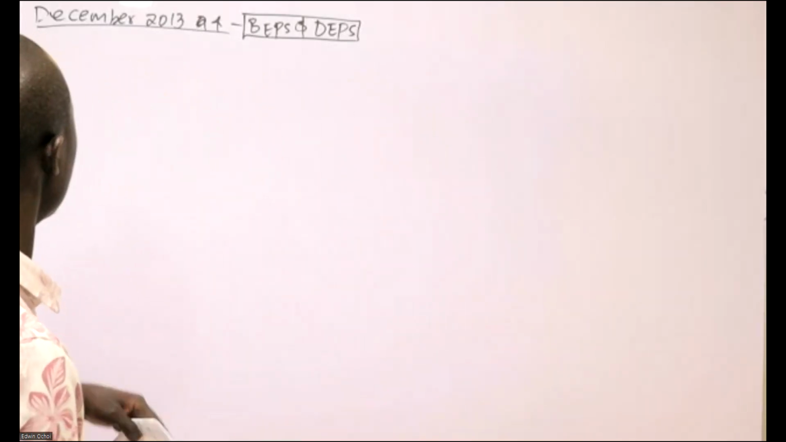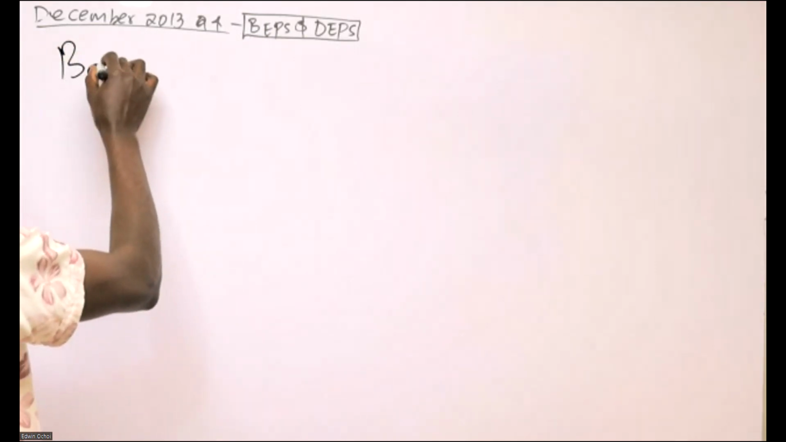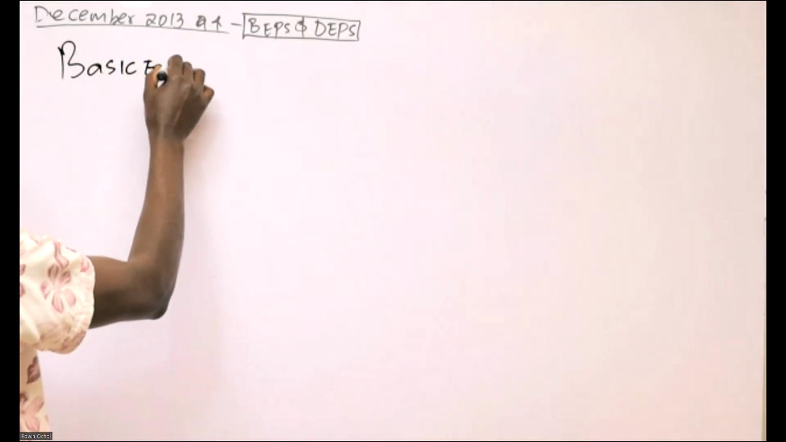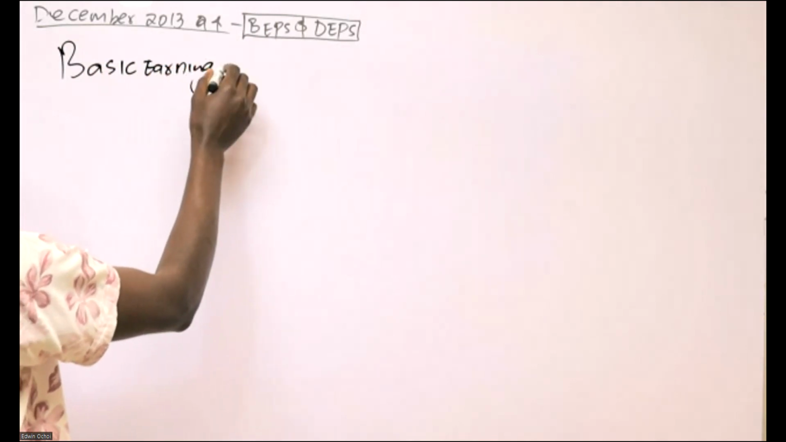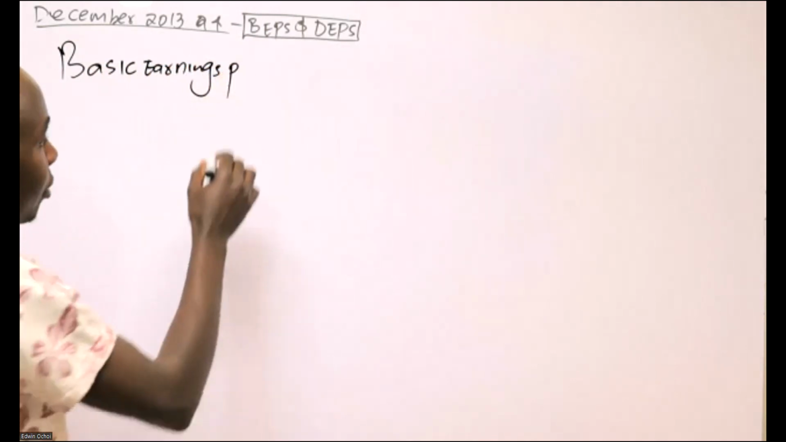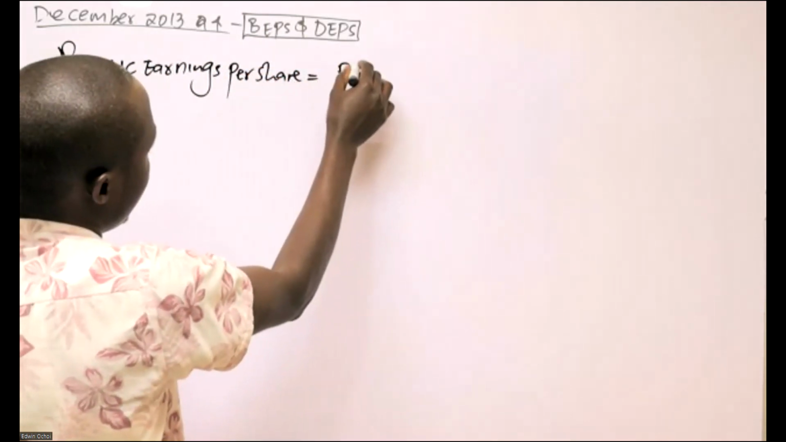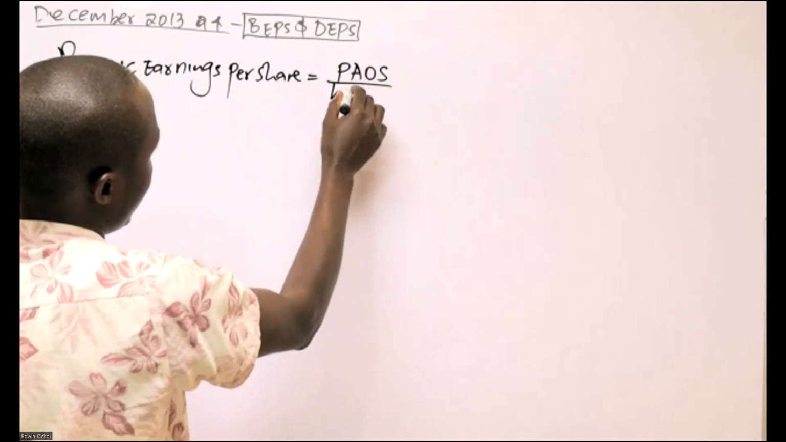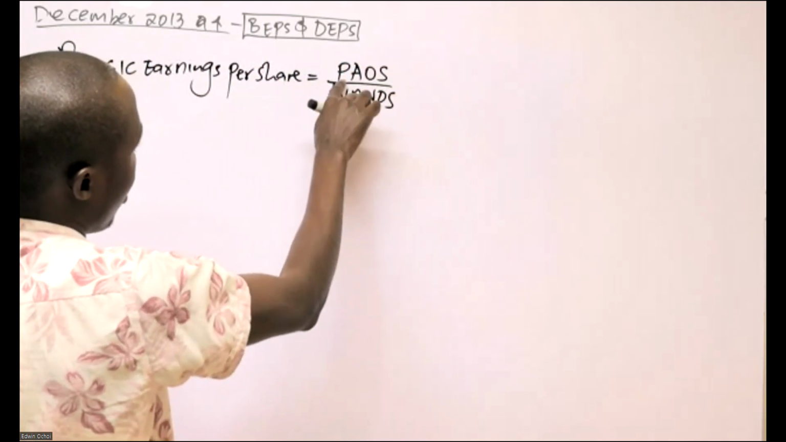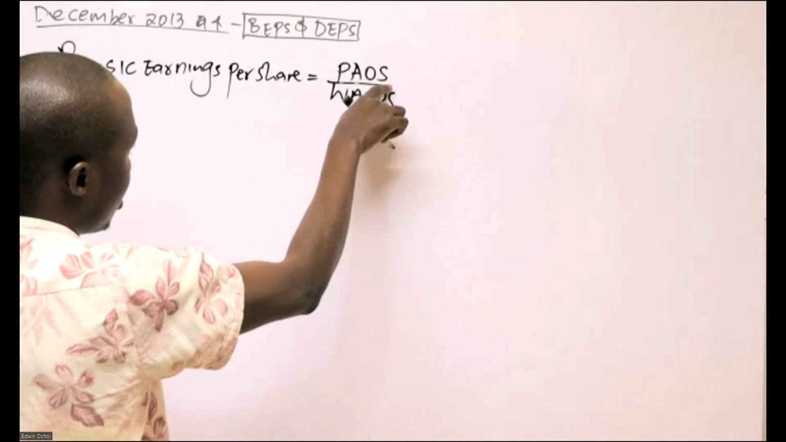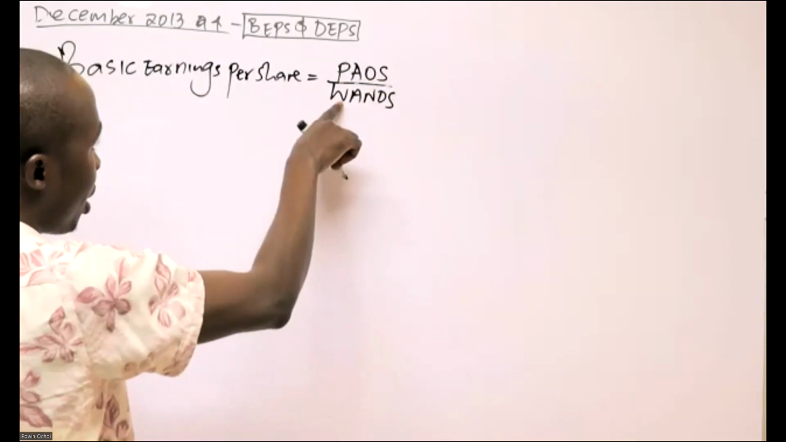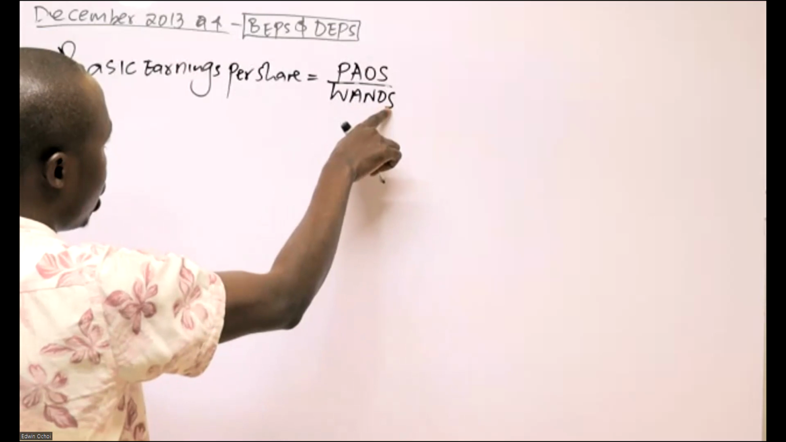So the presentation, December 2013, question 4. They are asking about basic earnings per share and diluted earnings per share. When we talk about the basic earnings per share, we always say it's equal to PAUS over WANOS. PAUS means profit attributable to ordinary shareholders. WANOS is the weighted average number of ordinary shares.